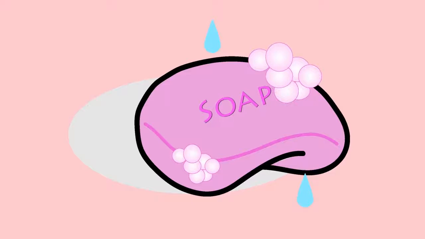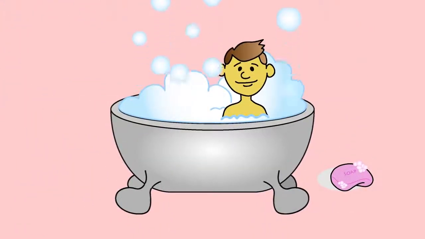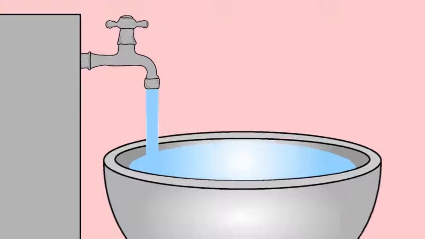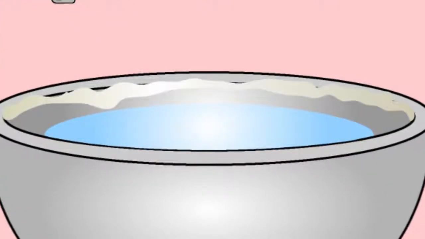If you wash with soap using rainwater, washing is easy and there are plenty of bubbles. We say the water is soft. But if you use well or tap water, it's sometimes difficult to get a lather and a scum forms. In this case, we say the water is hard.